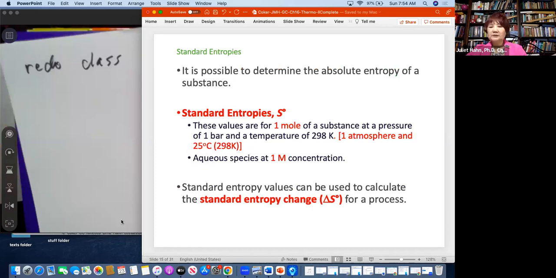Standard entropies, S0, is defined for 1 mole of a substance at 1 atmosphere and 25 degrees Celsius. So for standard entropy, if you have an aqueous solution, the little 0 there must be at 1 molar.